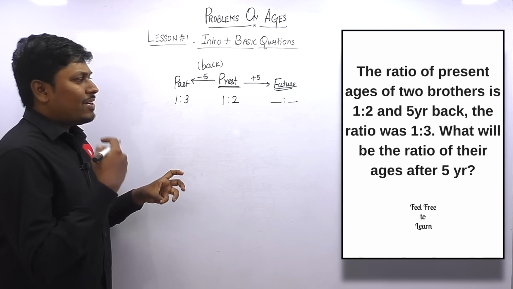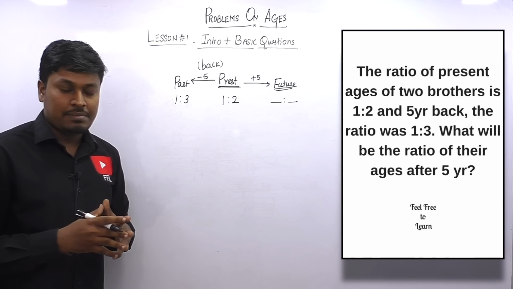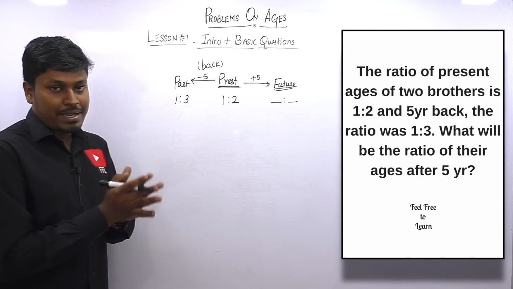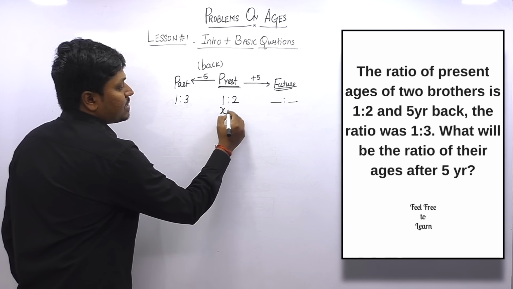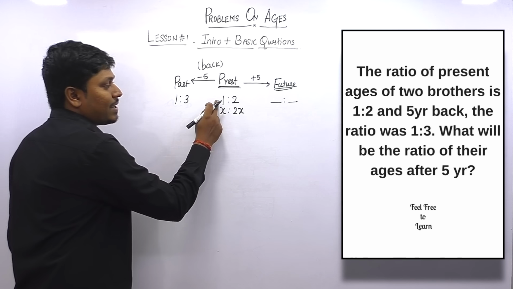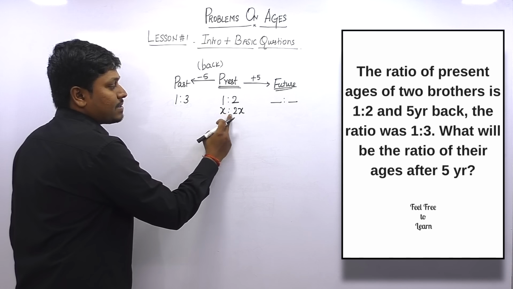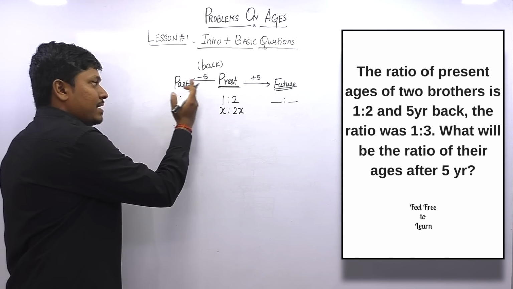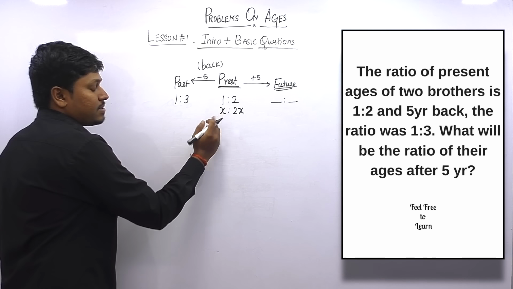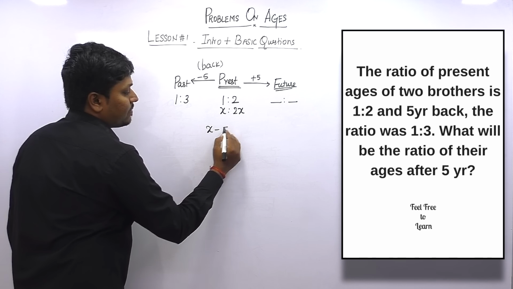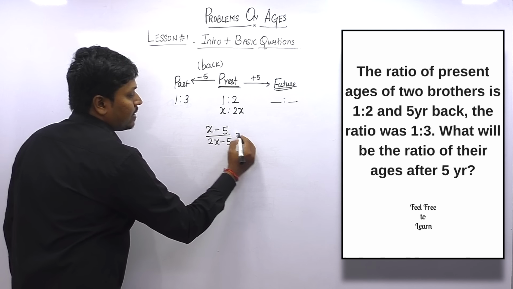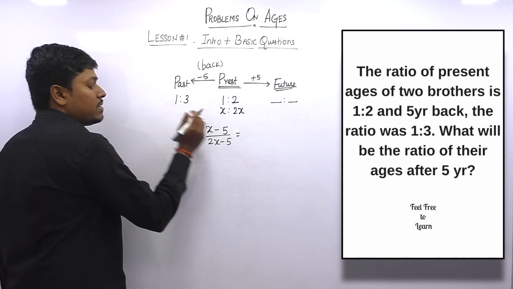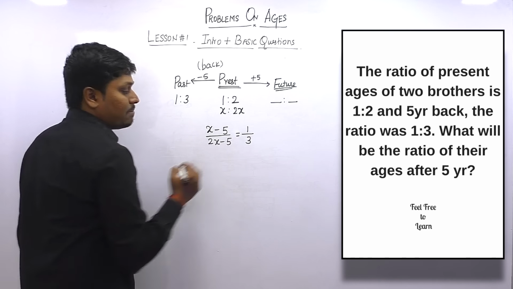Remember that there are lots of shortcuts to solve this question, but beginners should try to learn the basics. That is important. So let me assume the present ages as x and 2x. 5 years back you need to subtract, so x minus 5 for the first brother divided by the second brother, 2x minus 5. 5 years back the ratio was 1:3, so 1 divided by 3.